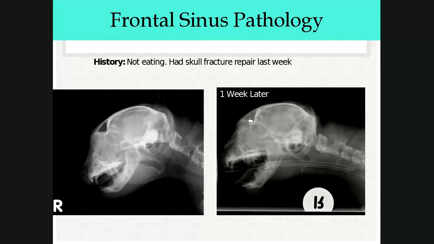So the next step from this lateral view to determine which side is affected would be to do either a DV view or a rostrocaudal or a cauda-rostral skyline view.